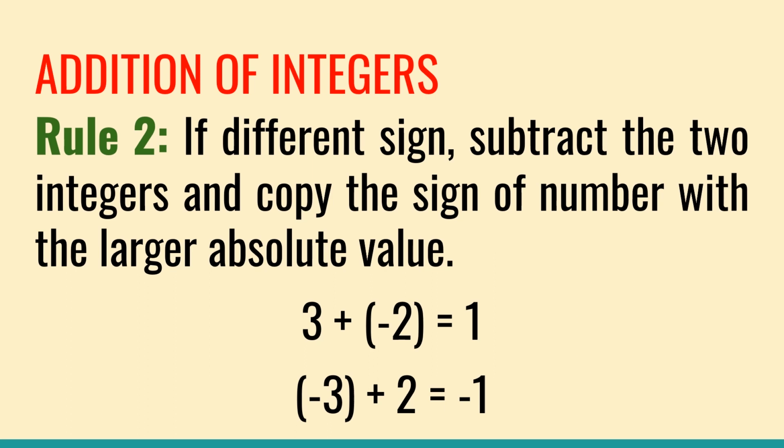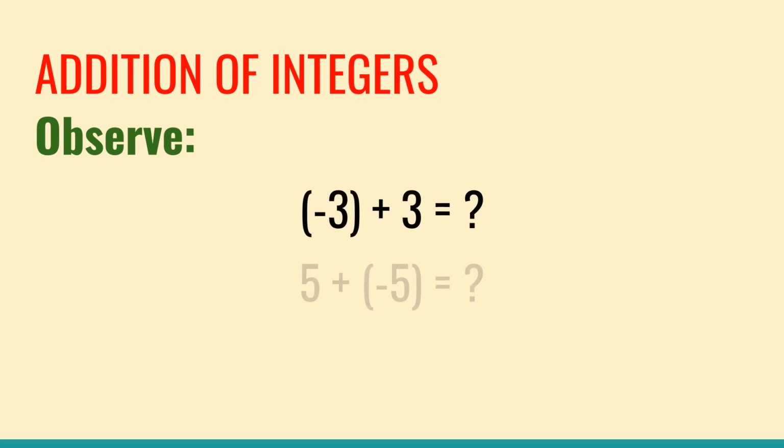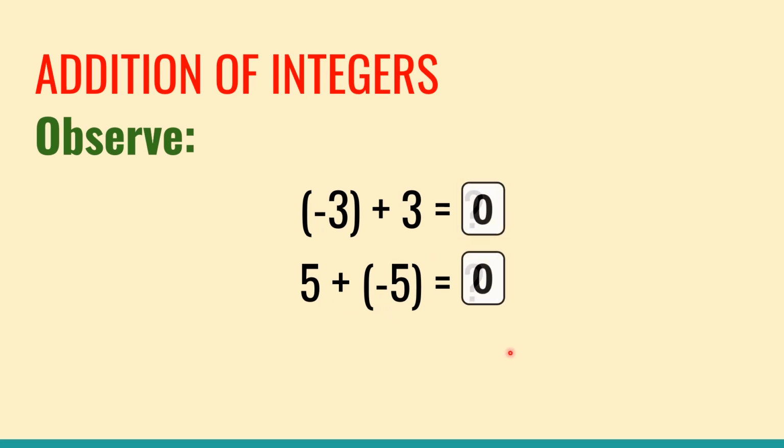Now let's observe this. Ano kaya ang sagot sa mga integers na ito? Maaari nyo bang subukan? Tama! Ang sagot sa negative 3 plus 3 at 5 plus negative 5 ay parehong 0. 0 ang sagot dahil opposite integers ang mga ito. Laging tatandaan ang rules sa addition of integers. Ano nga ang mga ito?